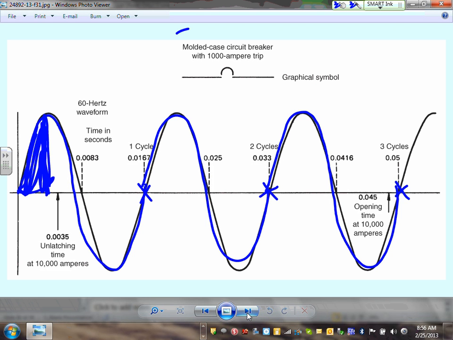Any comments, guys, about tripping within 3 cycles for circuit breakers? Within 3 cycles. This means it might take a cycle, 2 or 3 to trip.